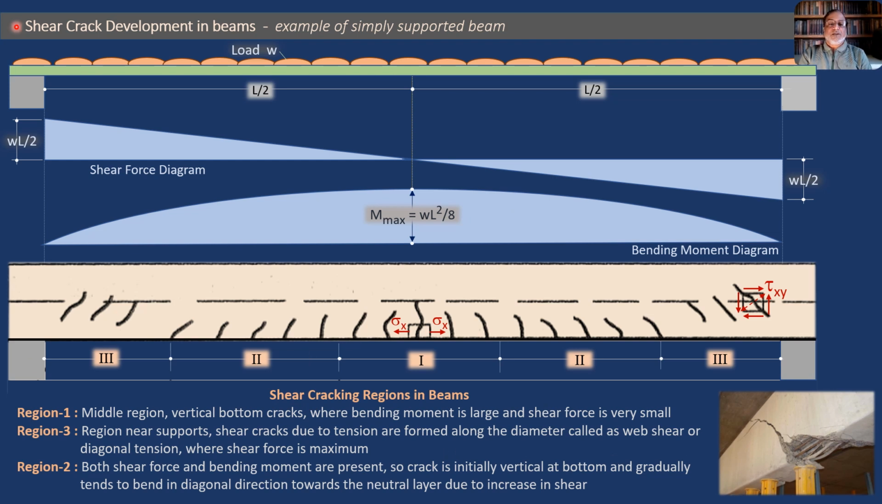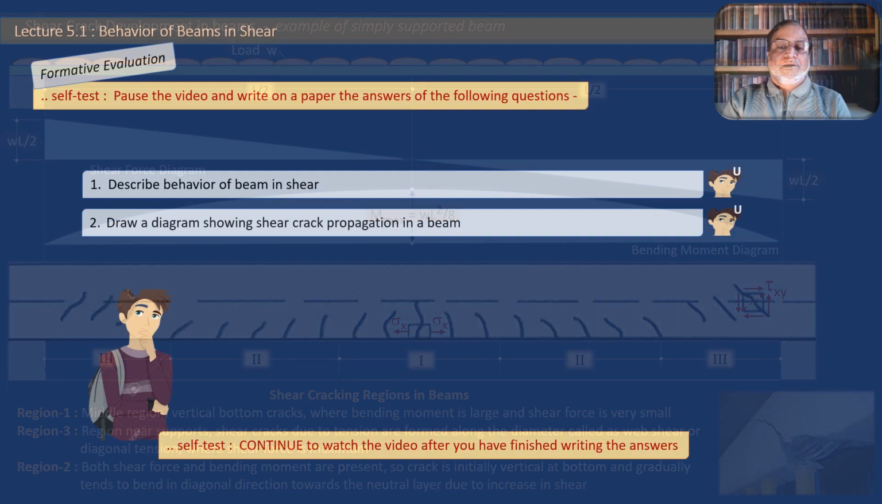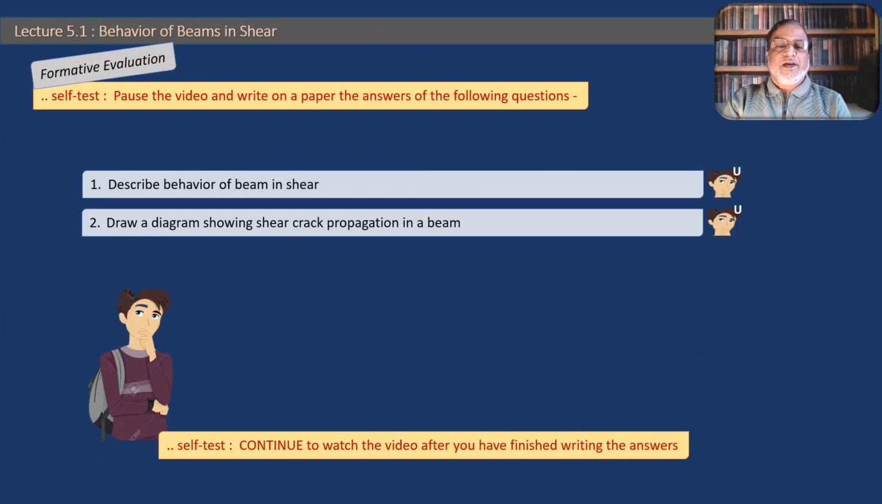So this was the part of the lecture in which we studied the shear crack development in beams with the example of a simply supported beam carrying uniformly distributed load. Now friends, before we come to the conclusion of this lecture, we will have a formative evaluation test, a self-test. So pause the video and write on a paper the answers of the following questions. In this lecture we have studied behavior of beams in shear. So answer these two questions based on that.